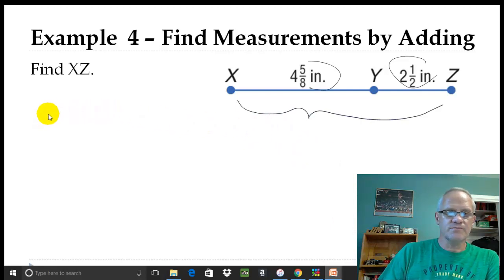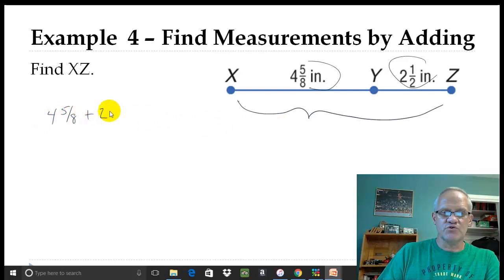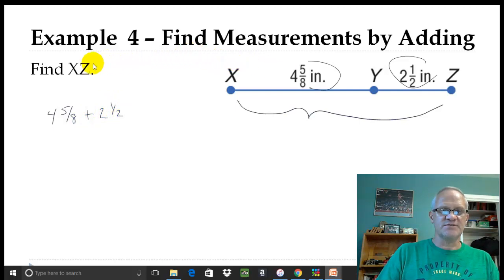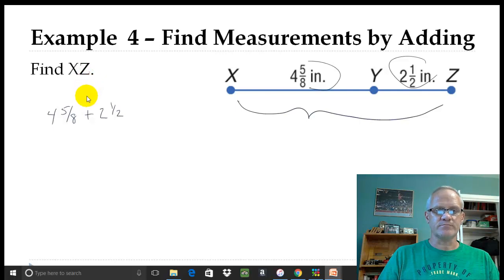So if we add those, we're going to add 4 5/8 and 2 1/2. That's all we have to do, just add those together to find xz. And you notice here they said find xz. There's no line over this, so they're saying find the measurement or the distance from x to z.